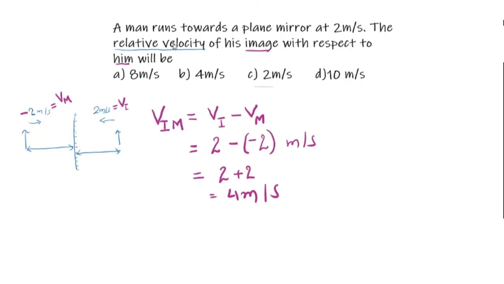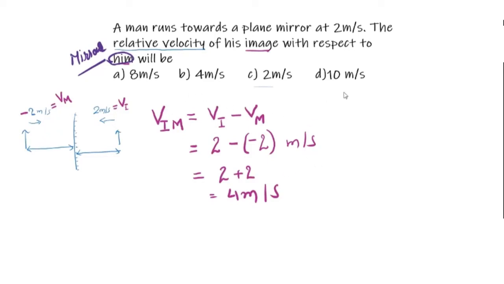Now let's take another scenario. What if instead of the man we are asked the relative velocity of image with respect to the mirror? So how will we do this question?